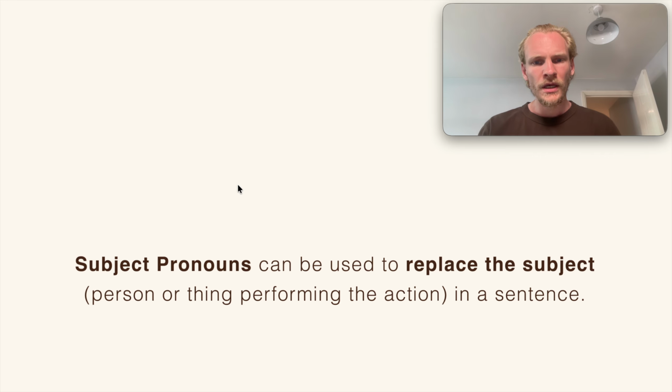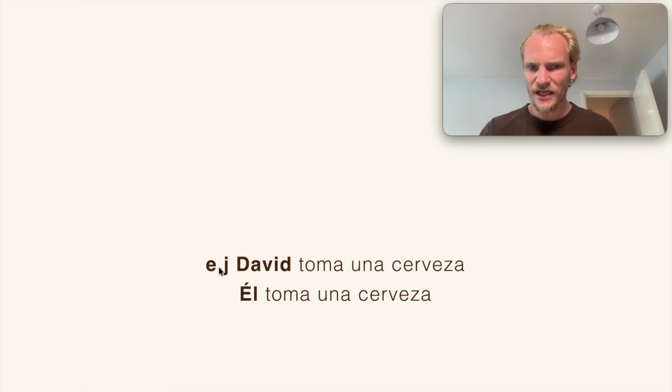Okay. So, firstly, one important thing to know is that subject pronouns can be used to replace the subject. So they can be used to replace the person or the thing performing the action in a sentence. Ejemplo, example, David toma una cerveza. You could swap out David, who is the subject, he's the one doing it, to él. Él toma una cerveza. So he takes a beer, he has a beer. So that's one use of a subject pronoun there.